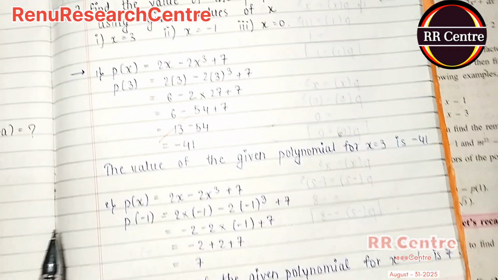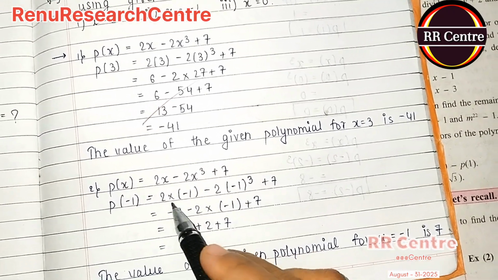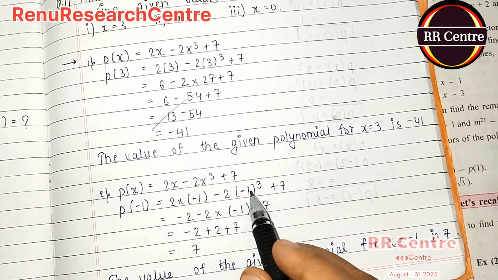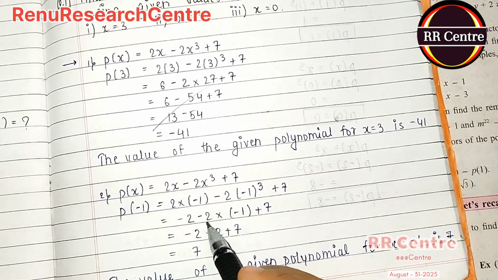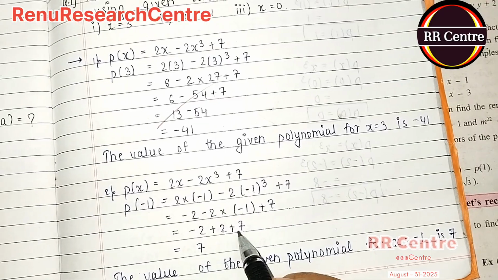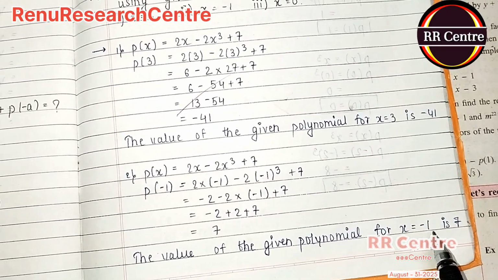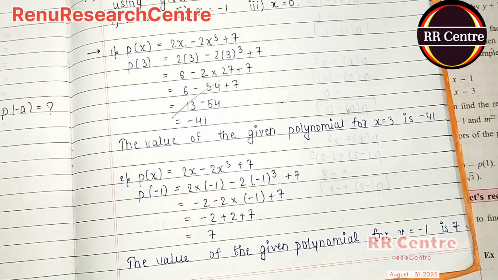Second one, let's see, same p of x, replace with minus 1 everywhere. So 2 times minus 1 is minus 2, then minus 2 times minus 1 cubed is plus 2. So this gets cancelled, plus 7. So the value of the given polynomial for x equal to minus 1 is 7.